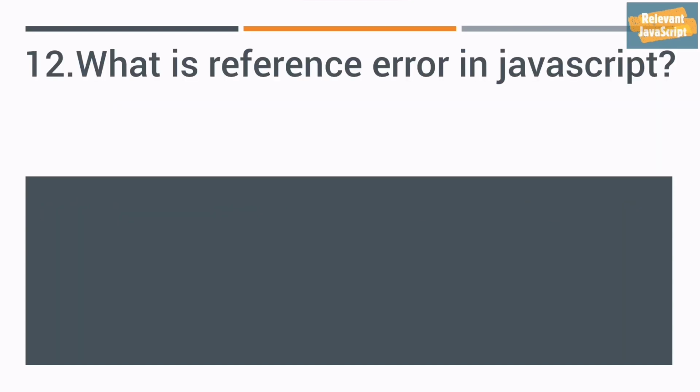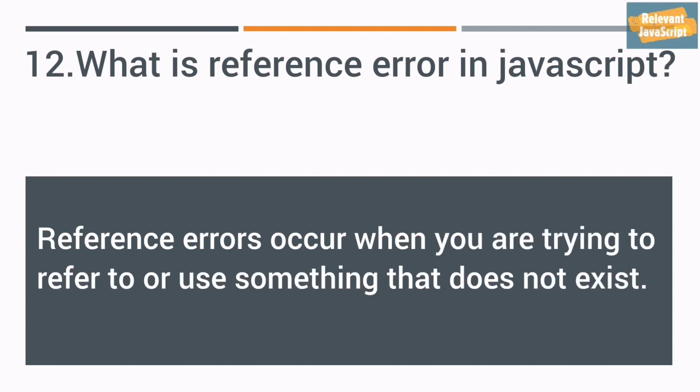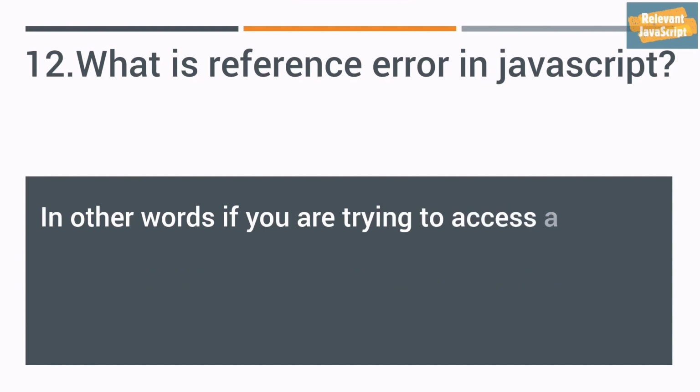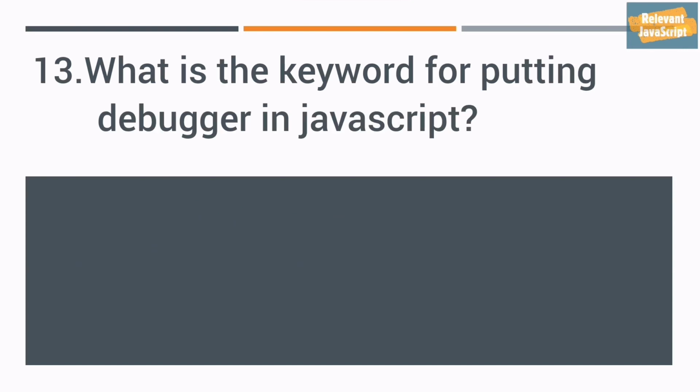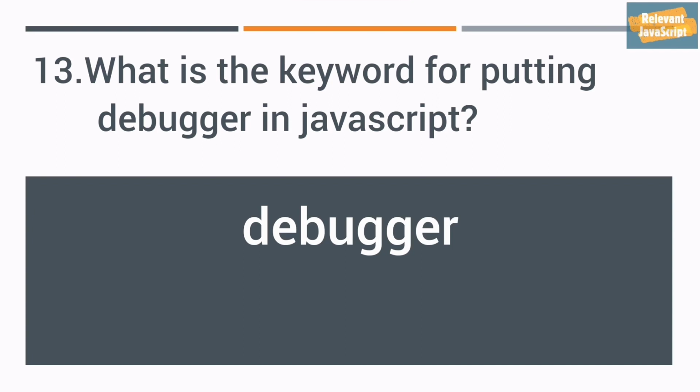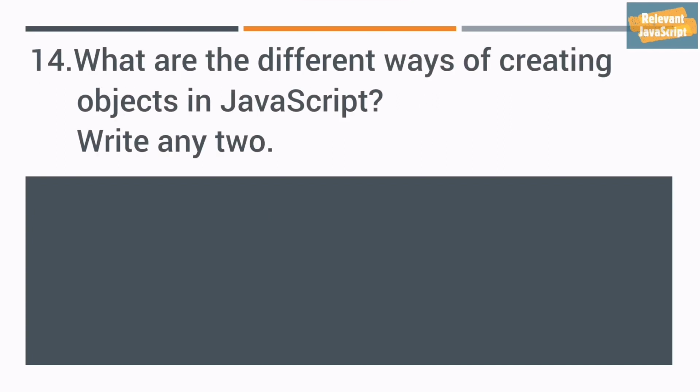12th question. What is a reference error in JavaScript? Reference errors occur when you are trying to refer to or use something that does not exist. In other words, if you are trying to access a variable without declaring it, a reference error will be thrown. 13th question. What is the keyword for putting a debugger in JavaScript? Debugger keyword.